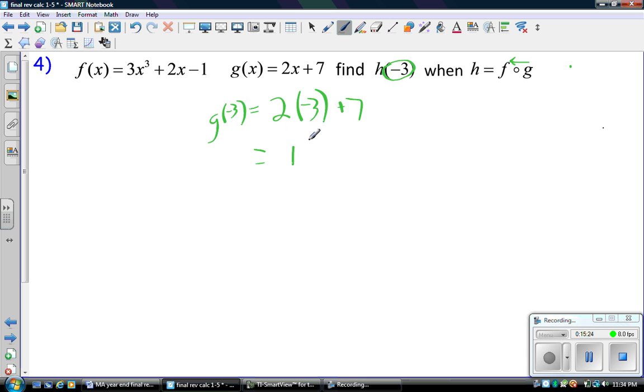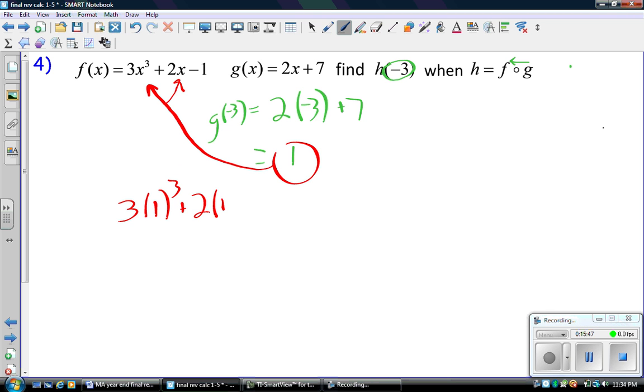Now I take that result and plug it in for the variable in the F machine. Obviously this is an easier number, but let's act like we're not sure what it is. I plug it in. 1 cubed is 1, so 3 plus 2 minus 1, 4 is your overall result.